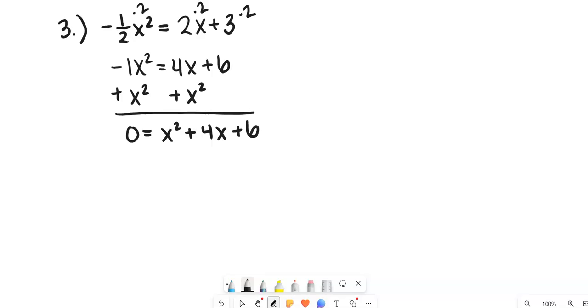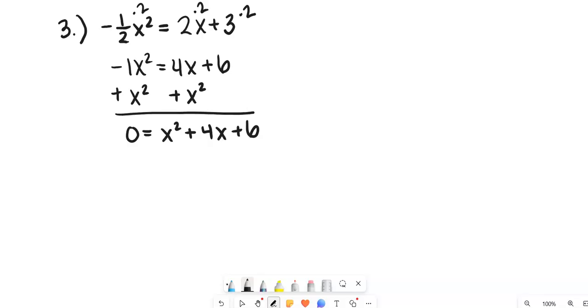Can I factor this? What are your factors of 6? 3 and 2, 6 and 1. If I add 3 and 2, what do I get? 5. If I subtract 3 and 2, what do I get? 1. None of those are 4. What about 6 and 1? Add them, 7. Subtract them, 5. None of those are 4. So it's not factorable. And I went through that because it just has an x squared.